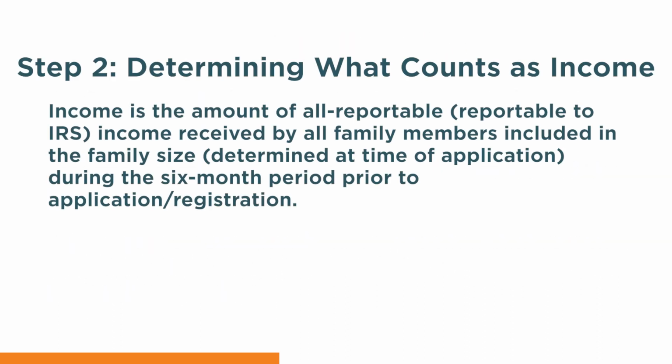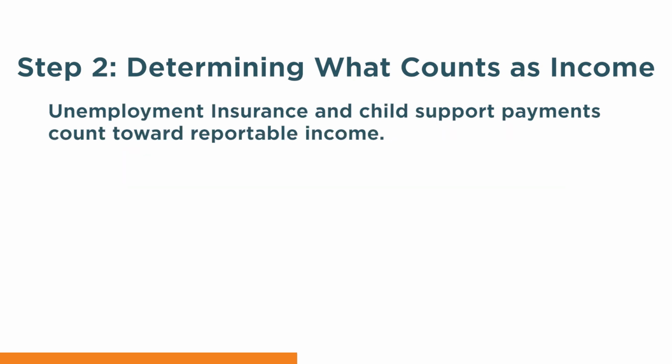Step 2. Determining what counts as income. Income is the amount of all reportable to IRS income received by all family members included in the family size, determined at time of application, during the 6-month period prior to application or registration. Unemployment insurance and child support payments count toward reportable income.